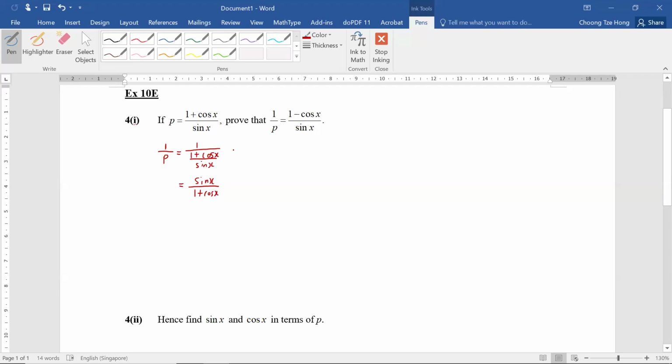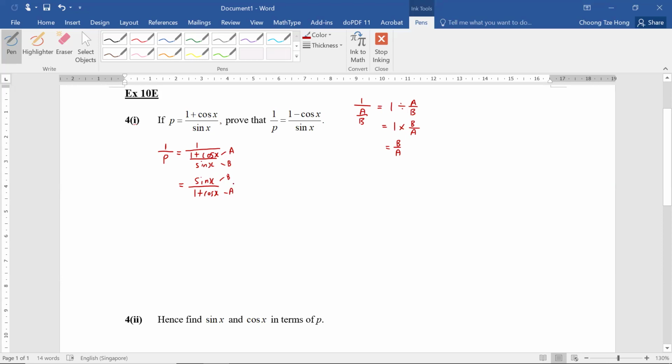If you are not sure about how this came about, it's just like if I have 1 divided by a over b. When we want to combine them together, we flip the fraction on the right and end up with b over a. In this case the numerator is a and this is b, so when we do the division, it becomes b over a. This is the reason why it becomes sine x over 1 plus cosine x.